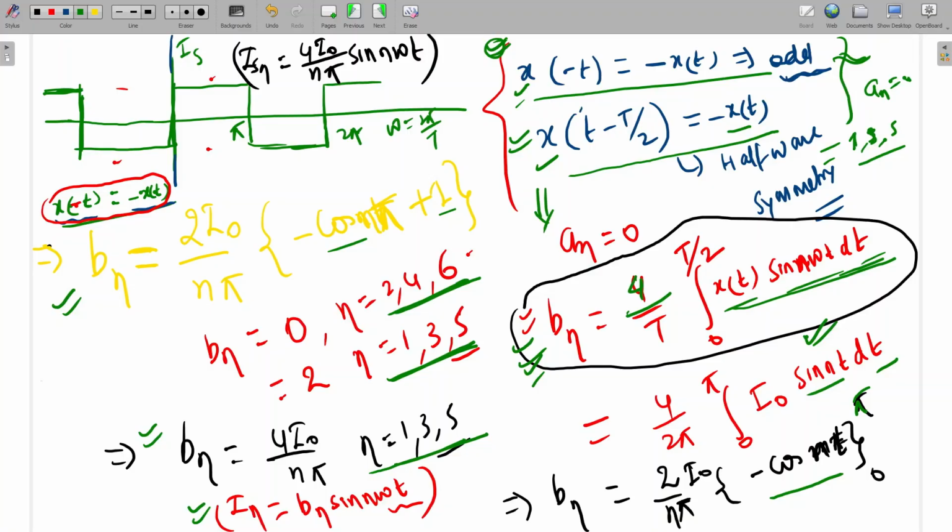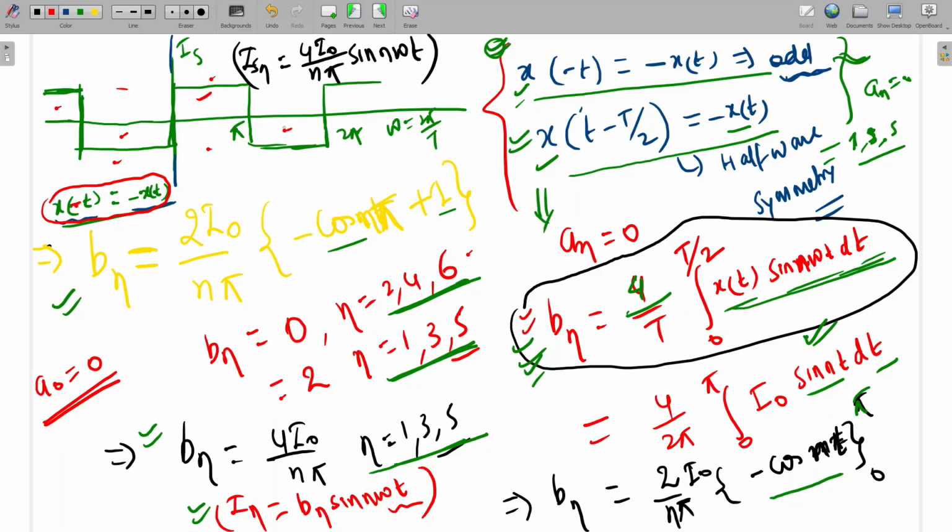Can anyone reply? Clear, sir. Okay. And sir, A0? A0 will be 0. See, A0 will be 0 since the positive area and negative area are the same here. So A0 means average. The average under this curve will be 0. So A0 will be 0. Is it clear?